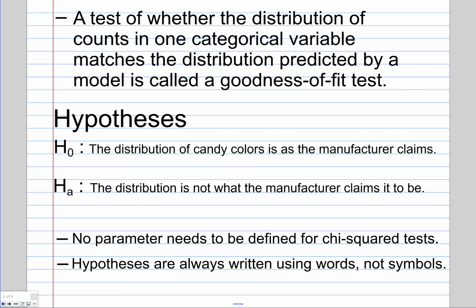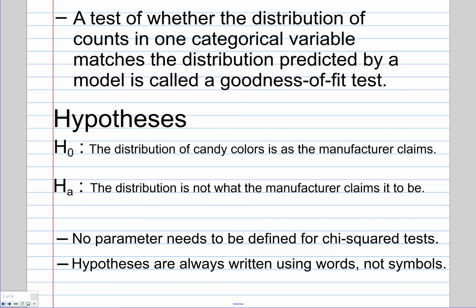And you can see this is what we just said. We think that the distribution of candy colors of our sample is as the manufacturer is claiming. So right now our null hypothesis is that our sample data is going to line up, is going to fit with what I expect to happen from those percentages from the manufacturer. The alternative is that it doesn't. It's not a good fit. It doesn't line up. Is there a question? No question? Okay. Any questions on the hypotheses?